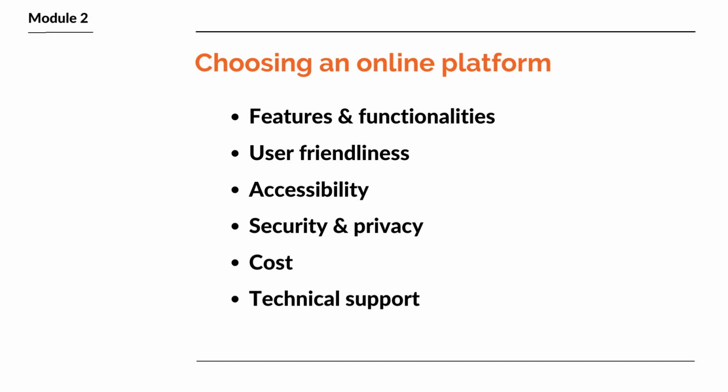Security and privacy. It is important to choose a platform that is secure and maintains student privacy. Check to see if the platform complies with data protection regulations and if it has features like password protection and end-to-end encryption. Cost. Consider the cost of the platform and whether it fits within your budget. Some platforms may offer a free trial or a basic version with limited features, while others may require a subscription or pay-per-use model.